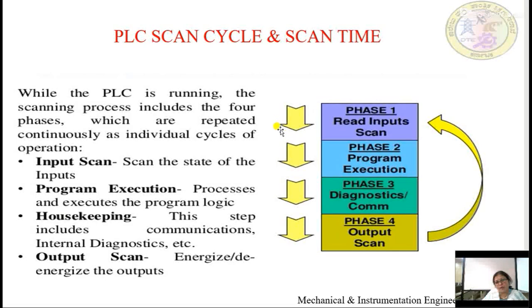PLC works in 4 phases, that is read input scan, program execution scan, diagnostic communication and output scan. So hence it works in 4 phases, which plays a very important role right from the beginning of capturing the inputs and running or controlling the output. The input scan is nothing but scans the state of the input.